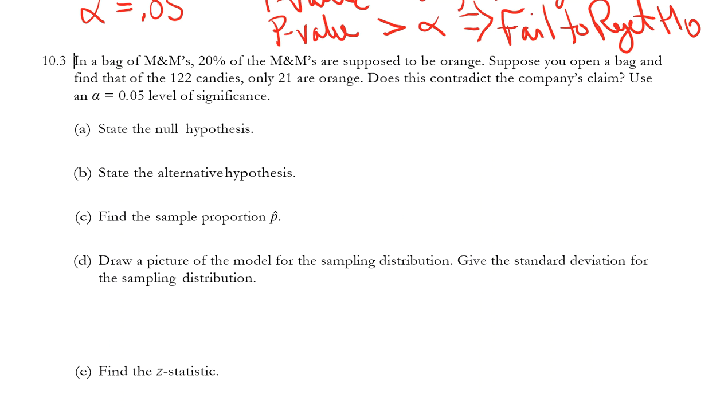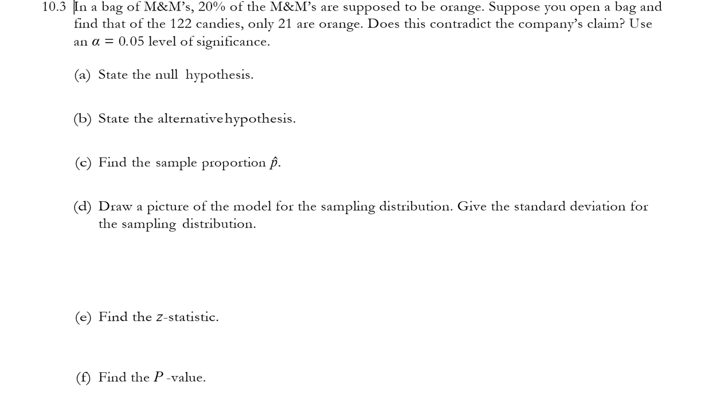This one's slightly different. How about some candy again? So in a bag of M&Ms, 20% of the M&Ms are supposed to be orange. Suppose you open a bag and find that 21 of the 122 are orange. Does this contradict the company's claim? We're going to use 5% as our level of significance. So if we get our p-value and it's below 5%, we're going to reject. If it's above, we're going to fail to reject.